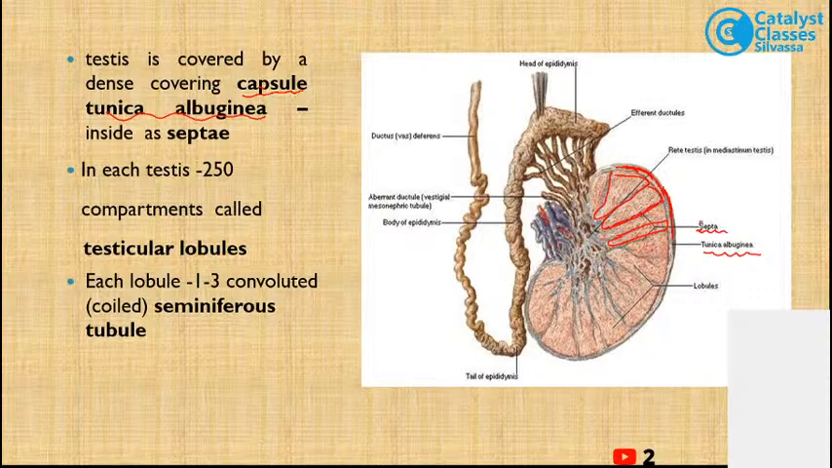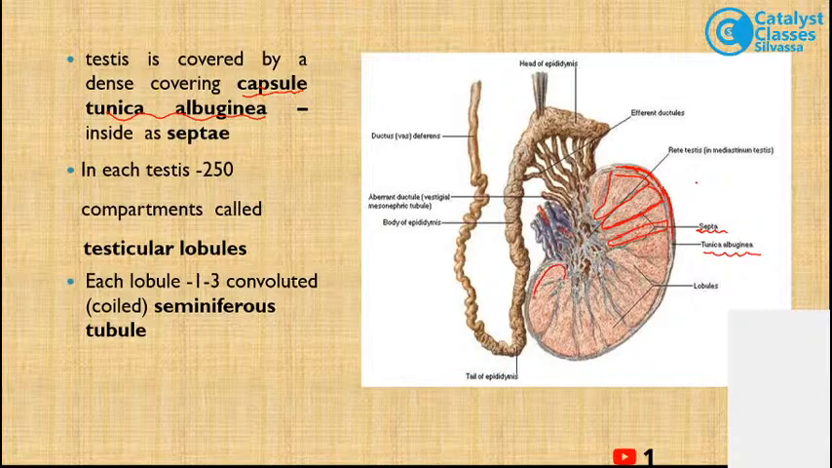ठीक है, इंटरनल जो लोब्यूल फॉर्मेशन होगा वो किसकी वजह से होगा? सेप्टा की वजह से. ओके. Now in each testis, as I told you, a pair of testis is present. There will be a left and the right testis. So inside each testis there will be 250 such compartments.